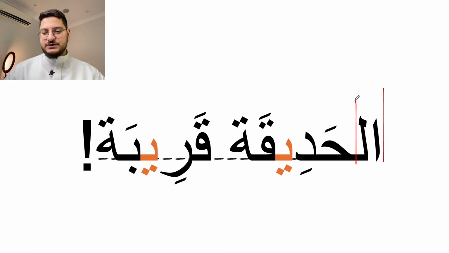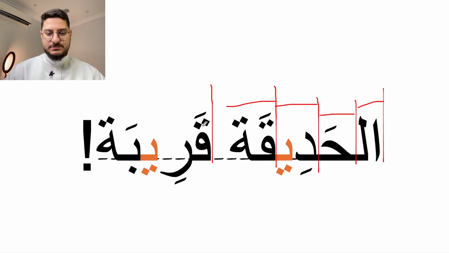So let's read the first word here, splitting it into syllables first. Yalla. Il hadiga. Il hadiga, which means the park. And then let's split the other word into syllables. Yalla, the first syllable ga.